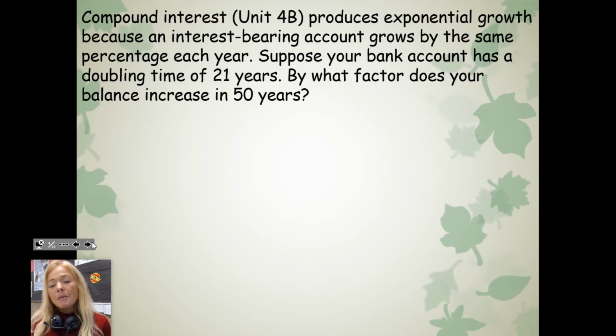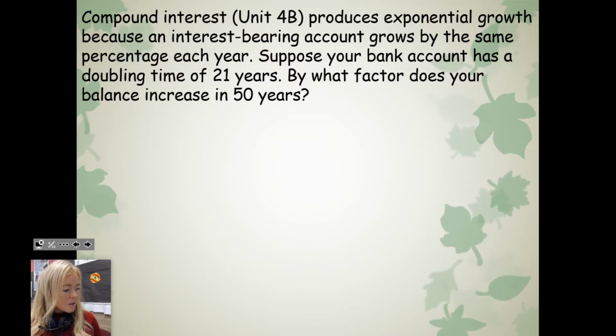So suppose, if you want to figure that out, you could do that. And suppose your bank account already did that for you, or your bankers already did that for you. And there's a doubling time of 21 years, they tell you. By what factor does your balance increase in 50 years? So what you're going to be figuring out is a multiplier that will tell you how much your money has grown after 50 years if the money does double in the account after 21 years.